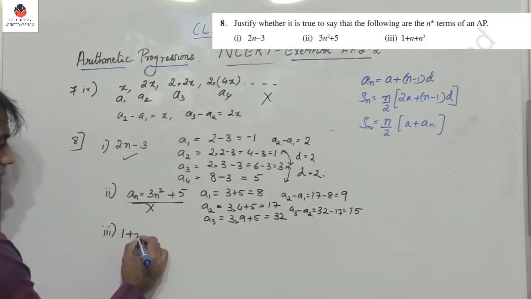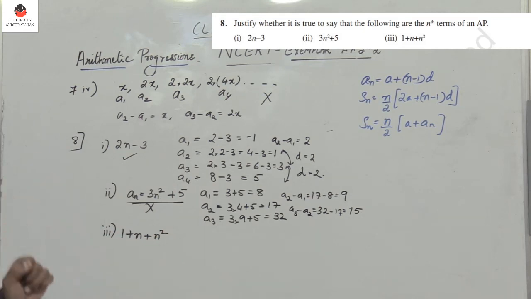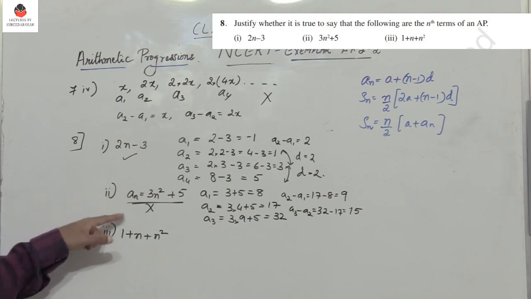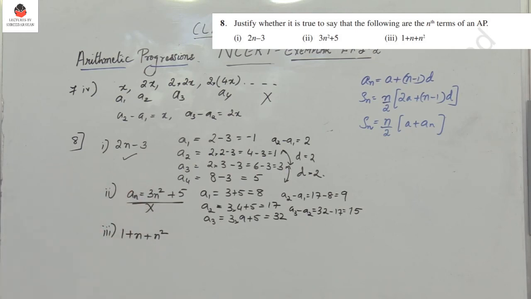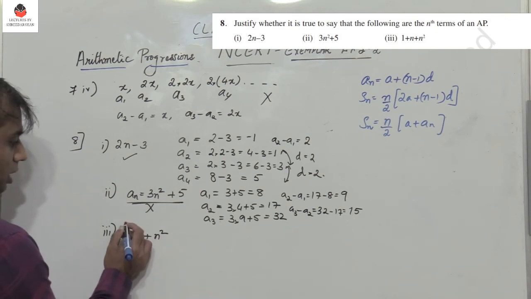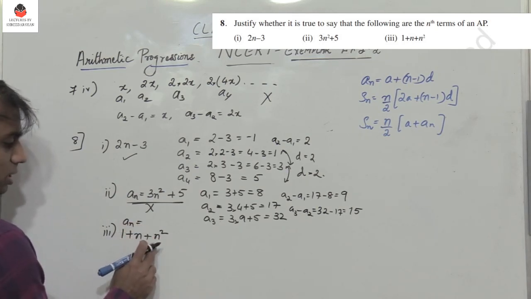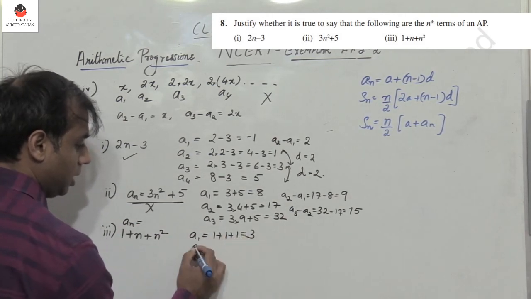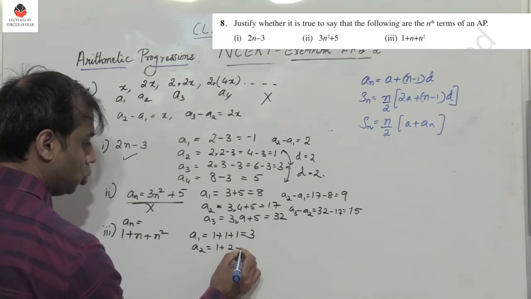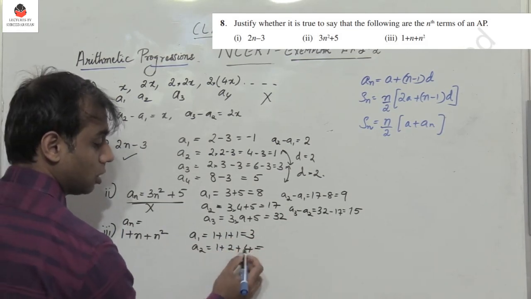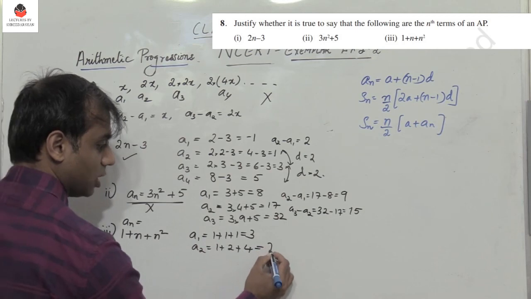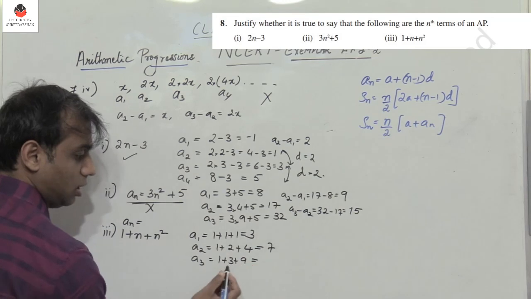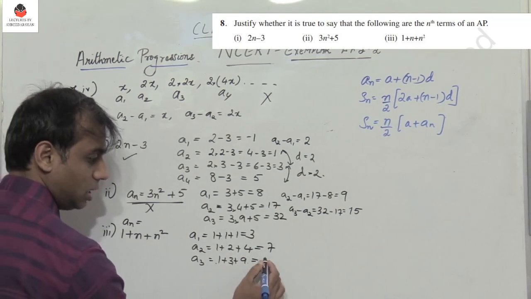Third, 1 plus n square. So one thing you need to remember is whenever you have the n square term in the expression, it definitely does not form an arithmetic progression. So here an equals 1 plus n square. What is a1? It is 1 plus 1 plus 1, which is 3. a2 is 1 plus 2 square, which is 4, so 4 plus 2 is 6 plus 1 is 7. And a3 is 1 plus 3 square, which is 9, so 9 plus 1 is 10 plus 3 is 13.